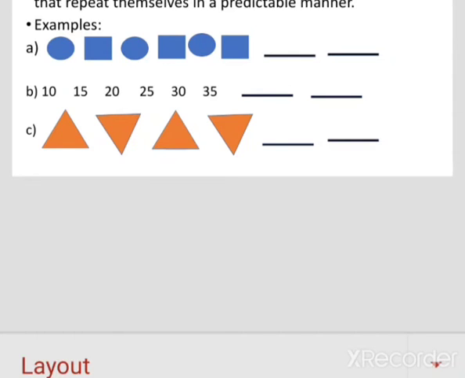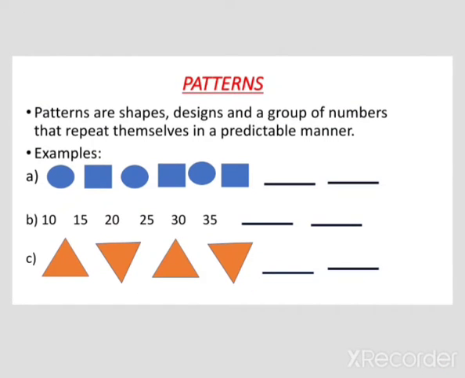Now in the C part there are shapes. One is the triangle, the other one is the inverted triangle, then again the straight triangle, then the inverted triangle. So by repeating the shapes we can complete the pattern.